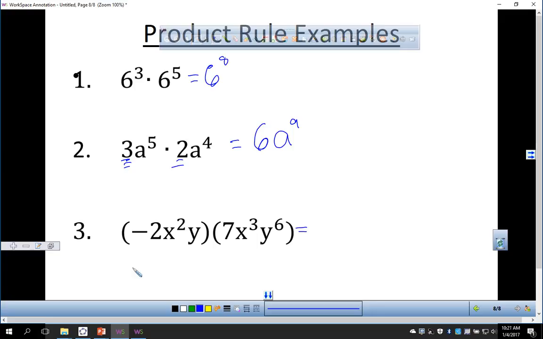Go ahead, Daniela. Negative 14x to the 5th and y to the 7th. Yes. Okay. So if there's nothing here with this one, it's understood that there's a 1 there, right? So this is 14x. Oh, I have to give you a point. Thank you. Alrighty.